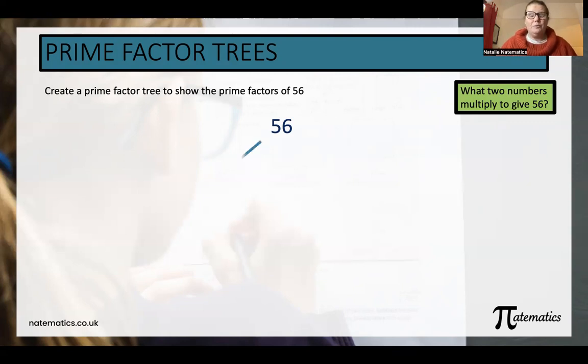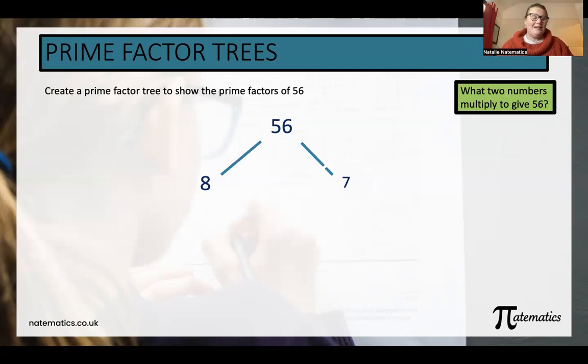It doesn't matter what those two numbers are, as long as when you multiply them together, you get 56. Now, here's a little challenge for you. Do the same thing again, but maybe use two other numbers. Does it make a difference to your answer? Let me know. This one is very much about just going through an example with you.